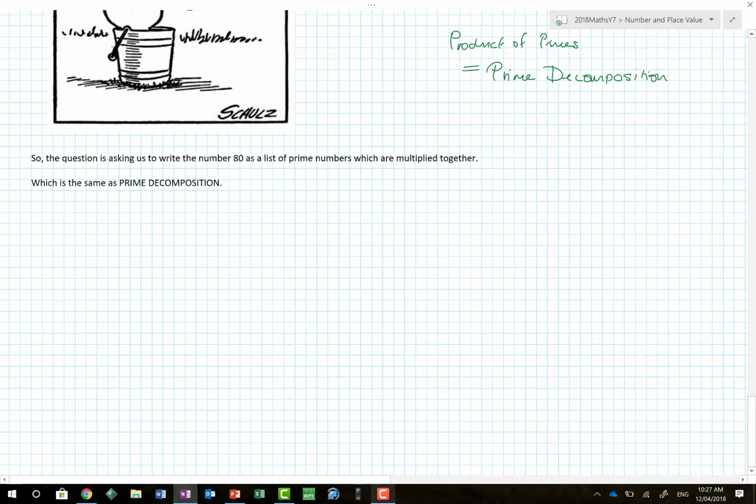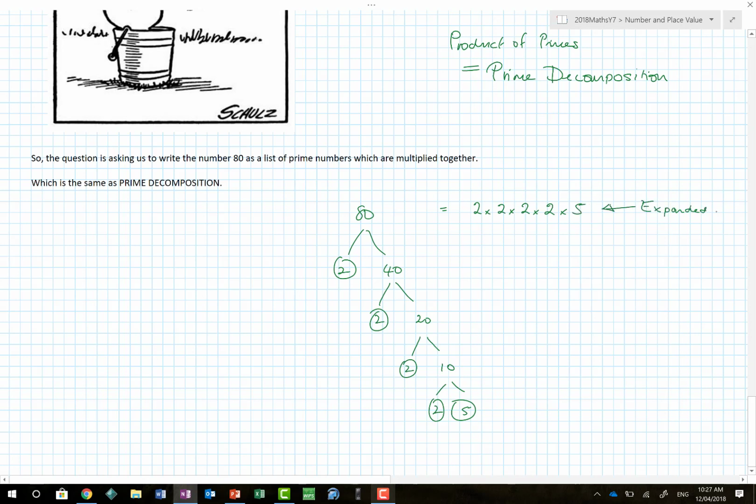And so all that means is here's my 80, split it up into 2 and 40, split it up into 2 and 20, 2 and 10, and then 2 and 5. And because they are all prime numbers, I can now re-express 80 as 2 times 2 times 2 times 2 times 5. Remember, that's in expanded notation or expanded form. And if I wanted to write it in index notation, I've got 2 to the power of 4 times 5. You could write 5 to the power of 1 if you wanted to, but generally speaking, we don't need to. And there's my answer.